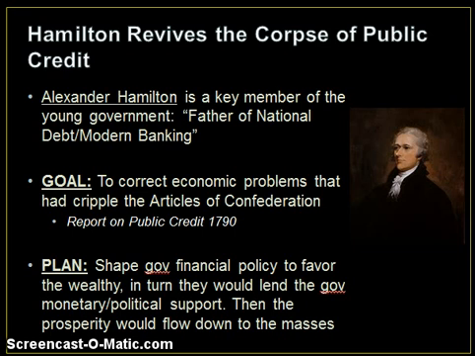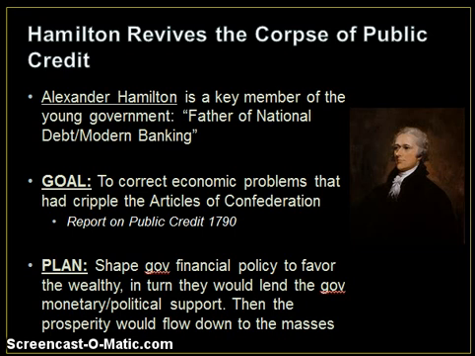So after the judicial branch is set up, we move on to a bigger issue, which is the economic problems the nation is facing. And enter Alexander Hamilton, who is the Secretary of Treasury. He is a key member to this new young government. He is the father of national debt, and if you've seen the commercials, the father of modern banking. The goal here is to correct economic problems that had crippled the Articles of Confederation. Remember that interstate commerce and different things like that.